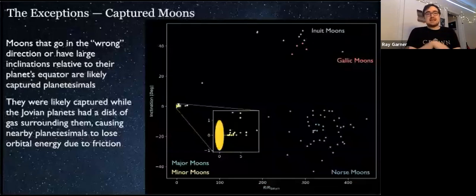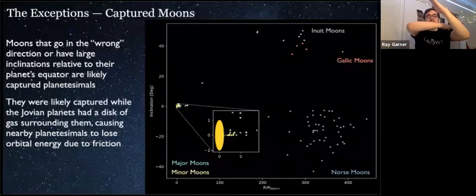All right, what about the exceptions? So we have captured moons. Moons that go in the wrong direction or have large inclination relative to their planet's equator are likely captured planetesimals. Just a refresher, inclination is how tilted your orbit is from a plane. All of the solar system planets don't have very high inclinations, but the moons of the planets, some of them do. Some of them are tilted way above the plane of their planet's equator.